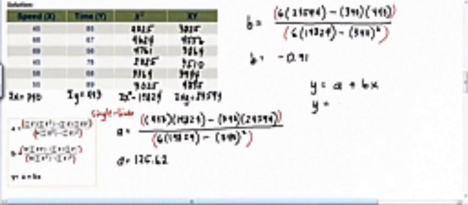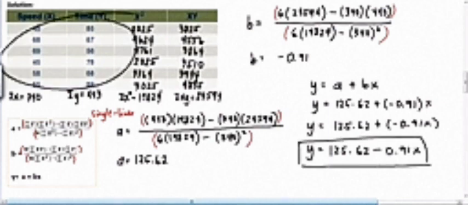y pa rin siya. Okay, yung a natin, papalitan natin ito na compute natin na a. So that would be 125.62. Plus, itong b natin, papalitan na natin siya ng negative 0.91. Ito yun, na-compute natin. Multiplied by x. Okay? So, y is equal to 125.62. So, negative 0.91 times x, that would be negative 0.91x. Diba? Parang ano lang yan, 5 times x, 5x. So, ayan, negative 0.91 multiplied by x is negative 0.91x.